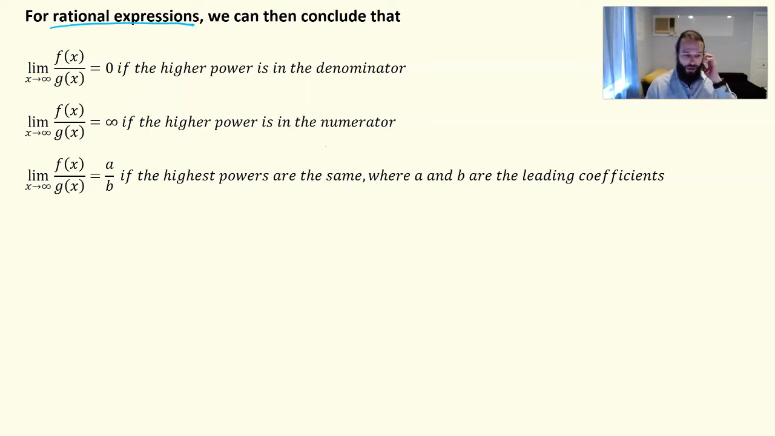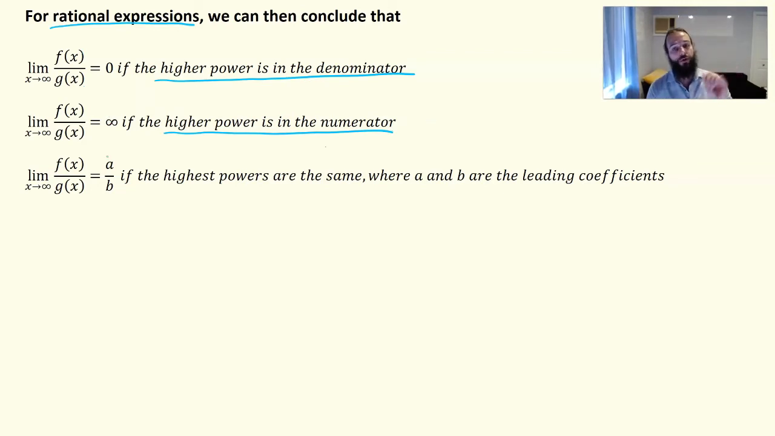faster. So then, if we have f of x over g of x, a rational function, if the higher power is in the denominator, then we can conclude that the denominator is going to get larger faster. As a consequence, the fraction itself is going to get smaller, and we're going to approach 0. If the higher power is in the numerator, the opposite happens. The numerator gets larger faster, at an exponentially larger rate, and therefore, we're going to approach a larger and larger value with no boundary, so infinity.